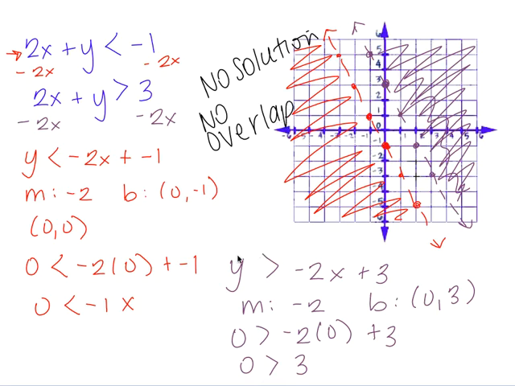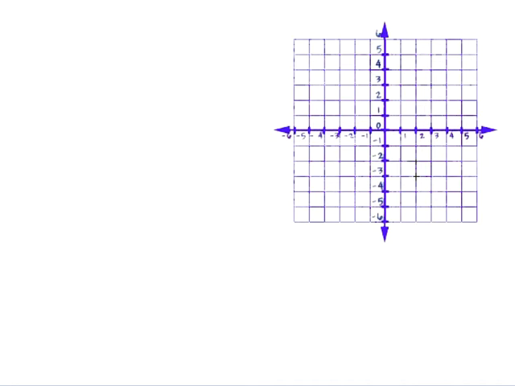If this inequality had been y is less than, this would have been shaded on the other side. All of this would have been darkened in. So that's, again, why you have to go all the way, because we're looking for that shading part. So we're going to do one more example, and then we will be done with the notes.